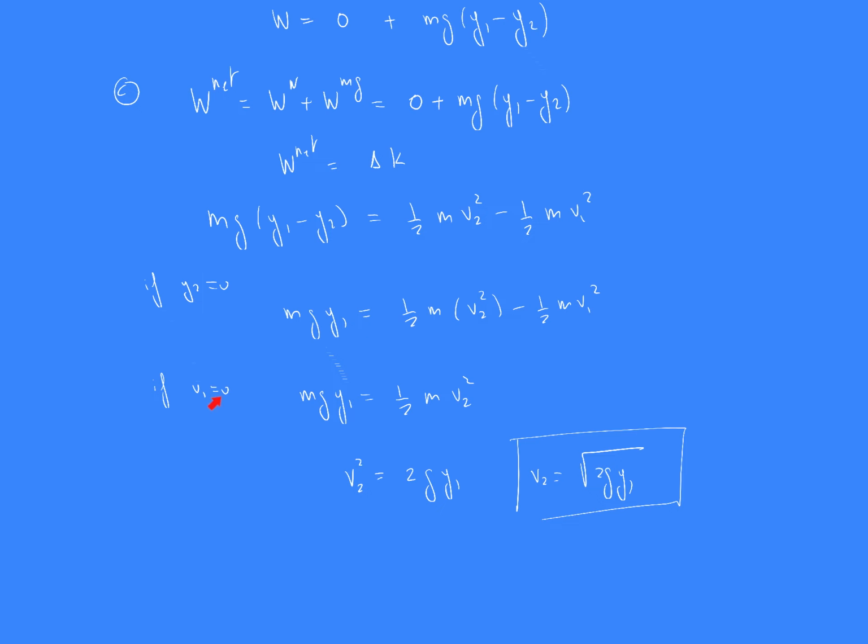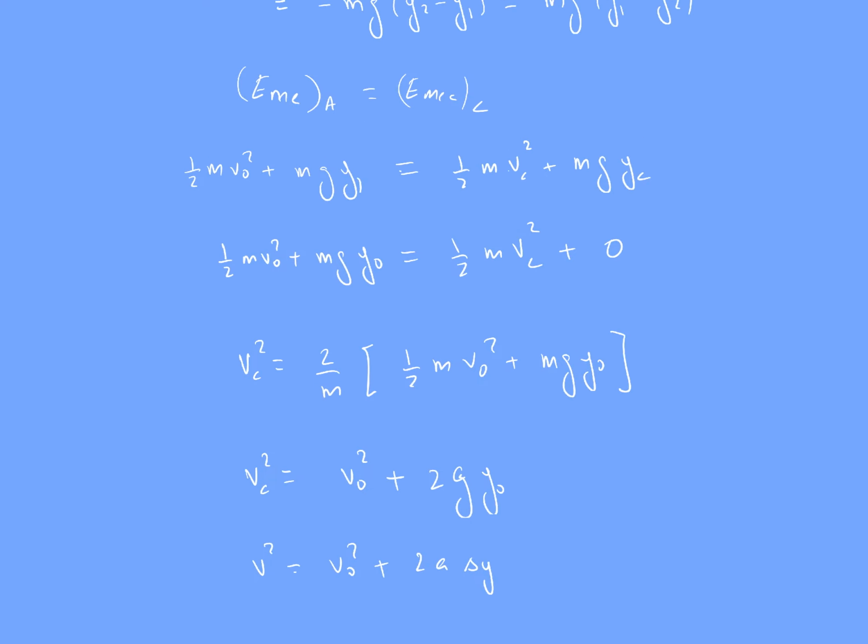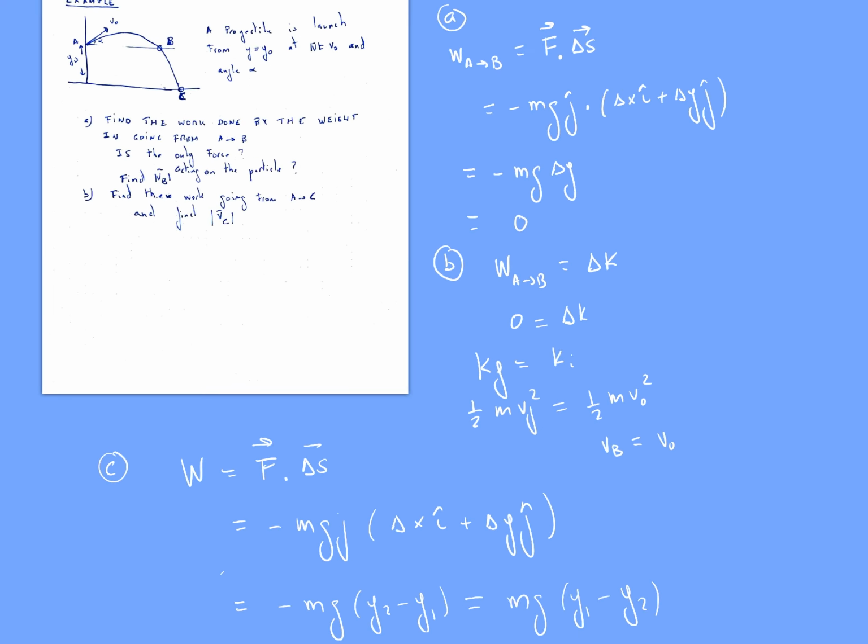If v1 is 0, this will be 0, so mg y1 will be 1/2 m v2 squared. So v2 squared will be 2 times g times y1, so v2 will be the square root of 2 g y1. This is the same expression that we saw in another problem. We see the same problem again. So let's see what we have done here.